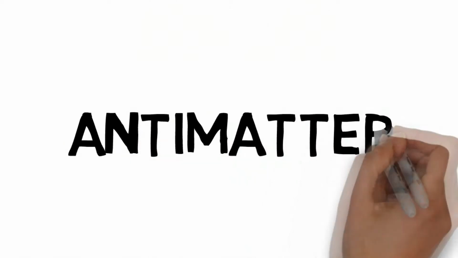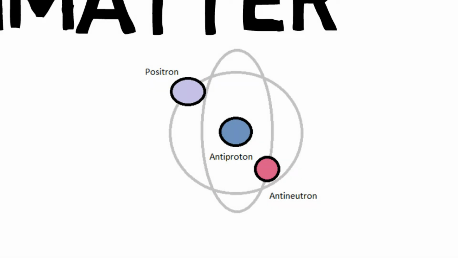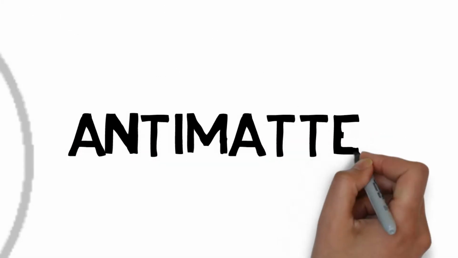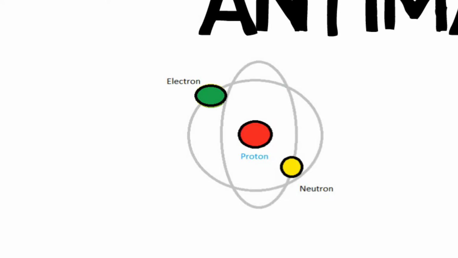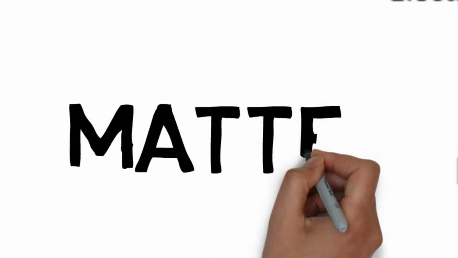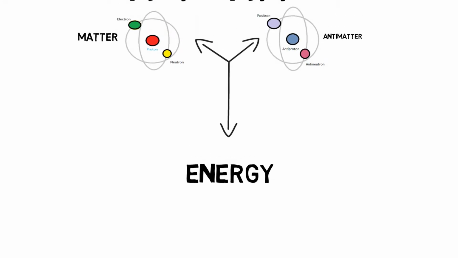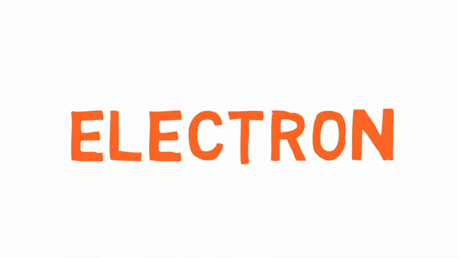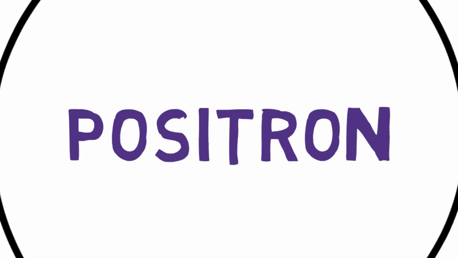Antimatter. Antimatter is any substance that, when combined with an equal amount of matter, results in the complete and direct conversion of all substances to energy. Antimatter is composed of antiparticles. Each particle of matter has a corresponding antiparticle of antimatter. The antiparticle of an electron is known as a positron. It has the same mass as an electron but opposite electric charge.